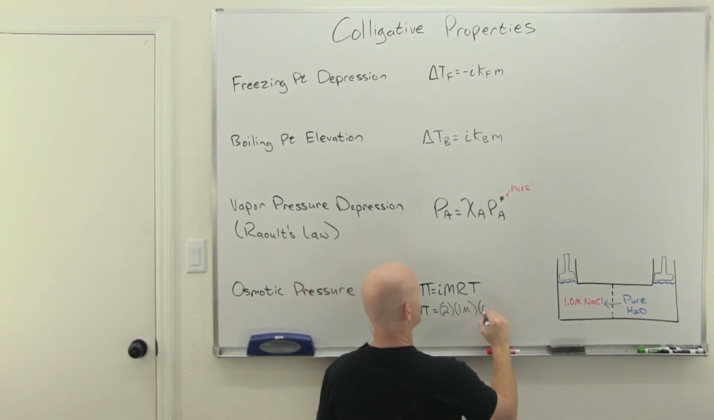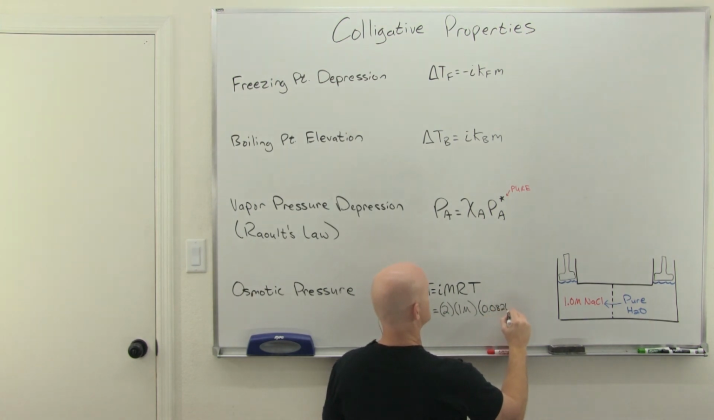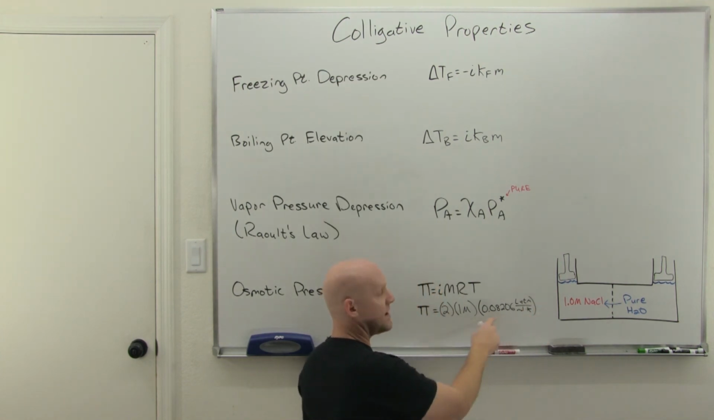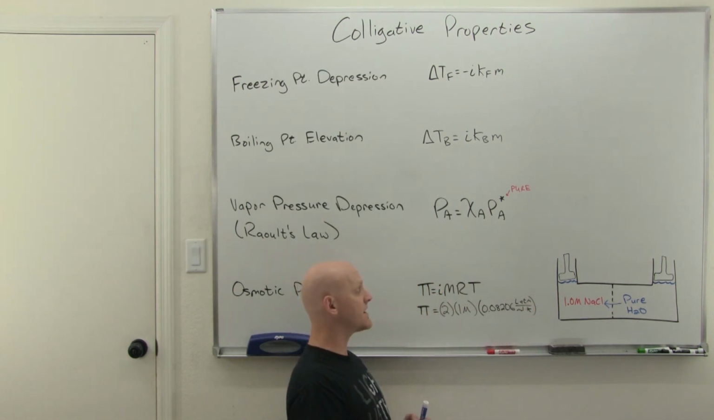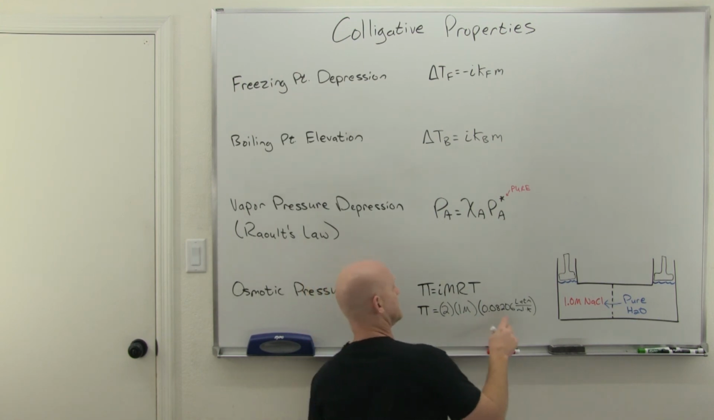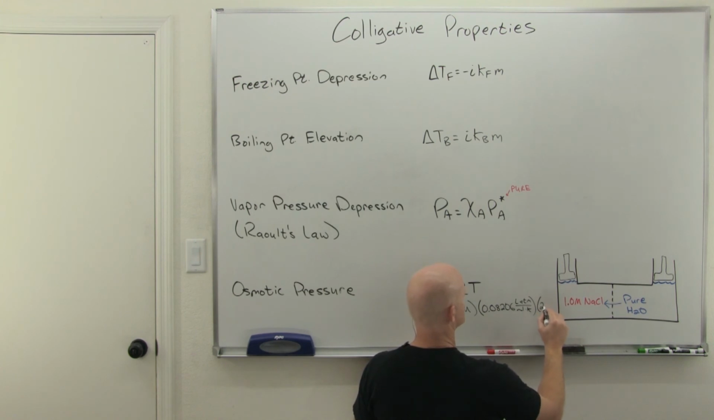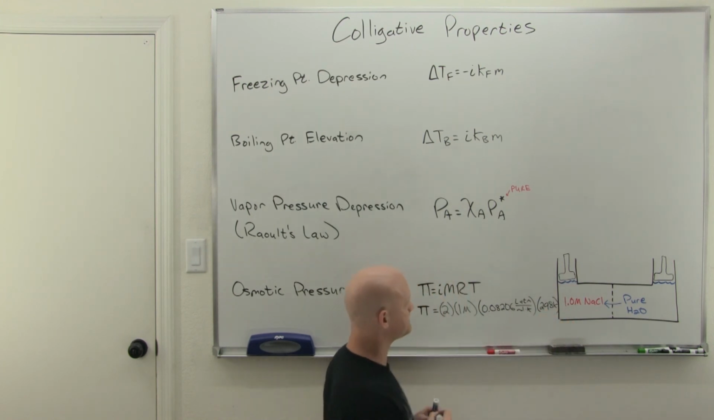So our gas constant, 0.08206 liter atmospheres per mole Kelvin. Same gas constant we saw with the ideal gas law, PV equals nRT, same exact one. So typically it's going to be provided for you. And then finally our temperature, and they've got to tell us what temperature this is at. In this case, 25 degrees Celsius, which is 298 Kelvin.